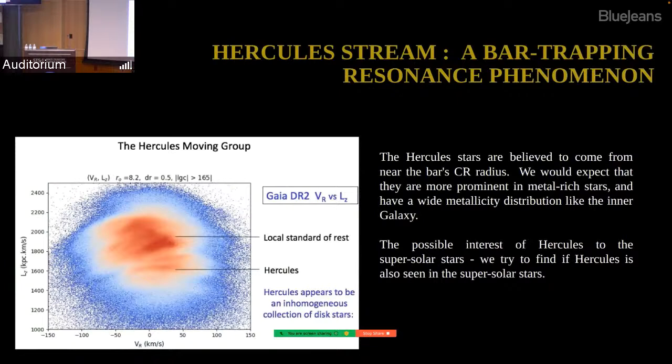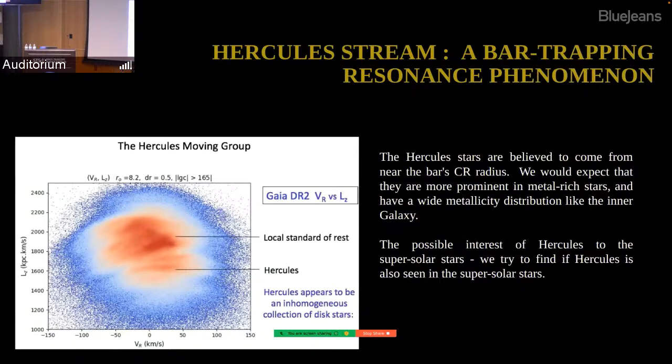So this is a plot using Gaia DR2 data for the local neighborhood around us. Along the x-axis is the radial velocity and along the y-axis is the angular momentum. What shows up here is a feature which is long known as the Hercules stream or moving group, and you can see it at zero radial velocity. The stars are predominantly going out, and it's also believed that these Hercules stars are trapped in orbits around the stable Lagrange points, and they have no particular chemical properties but are just a random collection of stars.